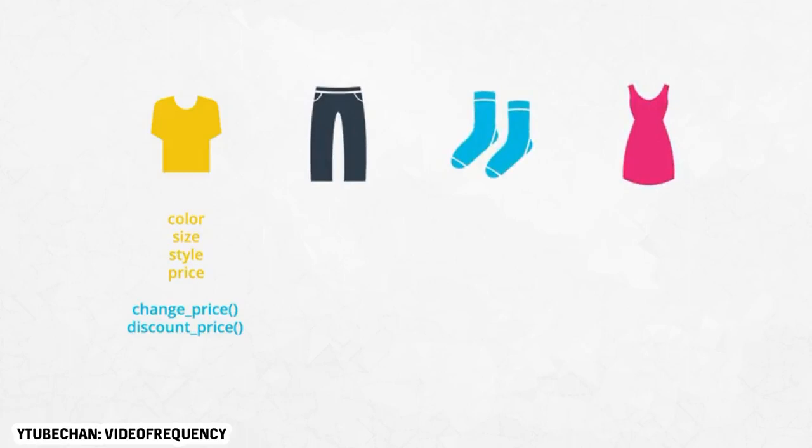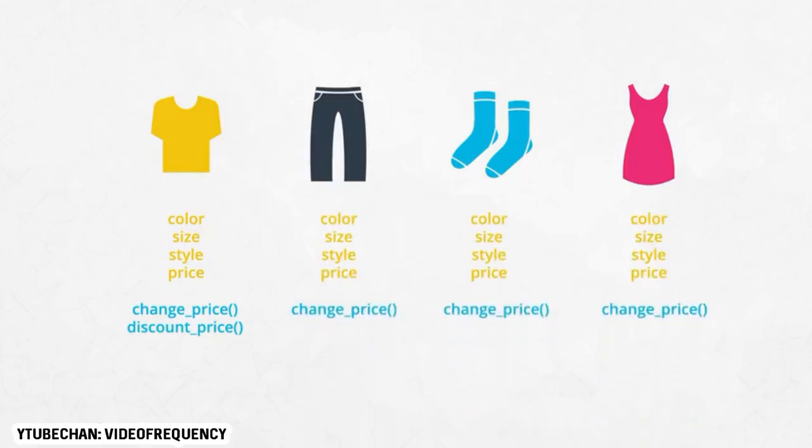These garments have a few attributes and methods in common with the shirt object. They'd probably all have a color, size, style, and price, and they could all use functions to change the price and calculate a discount.